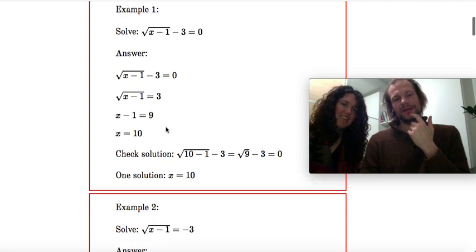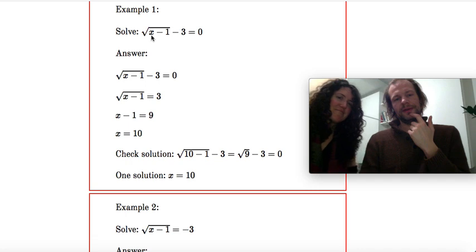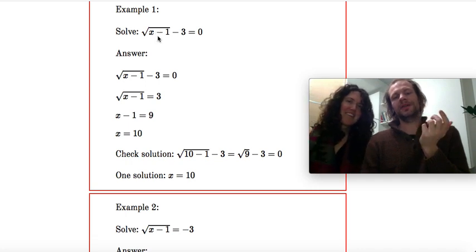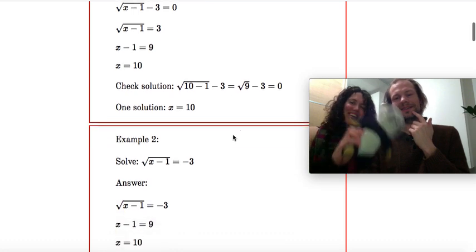So we check the solution. 10 is the answer. We fill it in here. 10 minus 1 is 9. Square root of 9 is 3. Minus 3 is 0. Yay! So it's correct.